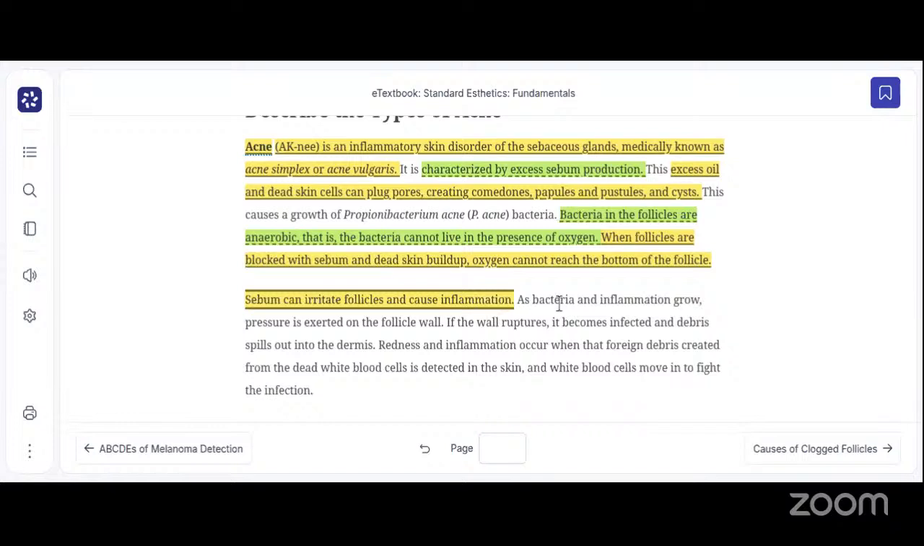It says, as bacteria and inflammation grow, the longer it sits there without treatment, pressure is exerted on the follicle wall and the wall ruptures. It becomes infected and debris spills out into the dermis. So now you're starting to see what was going on on the inside. You're starting to see it on the outside.